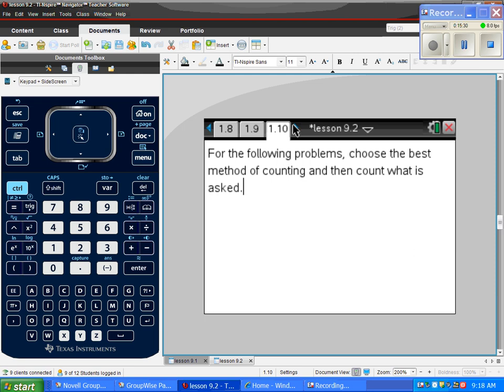So now we've learned these methods for counting. What were they? What was the first one? What was the most basic one? A basic counting method that we learned last class. What was it called? The fundamental.